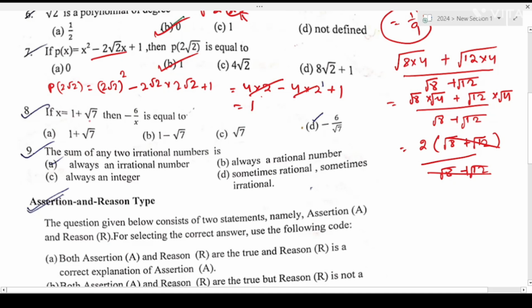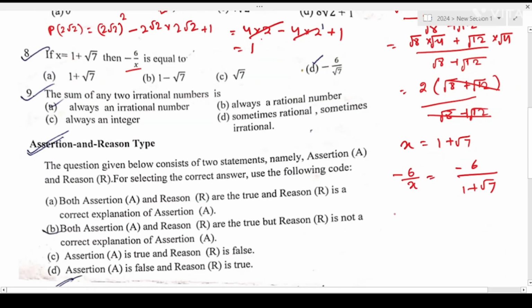If x equal to 1 plus root 7, then find minus 6 by x. Okay. How to solve? Now x is equal to 1 plus root 7. So we find minus 6 by x, that is minus 6 divided by 1 plus root 7. So how to solve? Now rationalize the denominator. How to rationalize? Now we multiply minus 6 divided by 1 plus root 7. So 1 plus root 7 multiply with 1 minus root 7, because we use the formula, that is a plus b whole into a minus b. So again multiply 1 minus root 7.